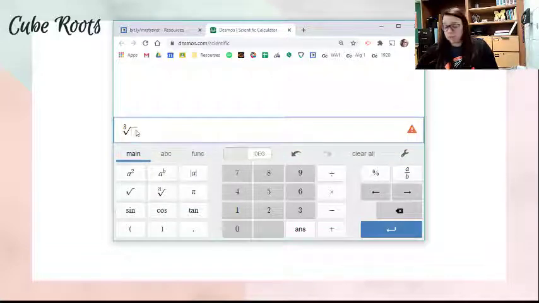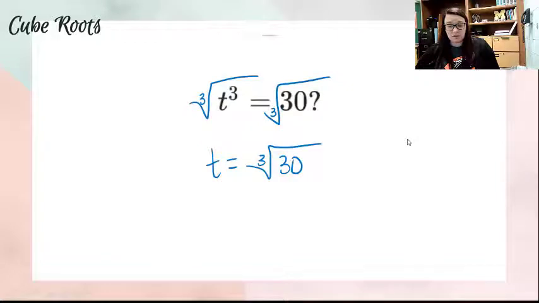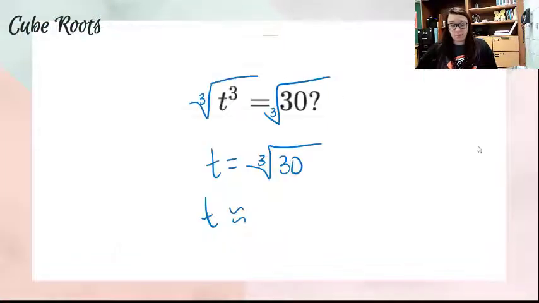I want a 3 and a 30 here. And then here's my answer, 3.107, and so on. This actually goes on and on forever. So this isn't a really pretty answer, but the t in this case would be approximately equal to 3.12. So some of them don't work out pretty. We're going to work on pretty ones today, but I just wanted to mention that not all numbers work out pretty, just like the square roots don't either.